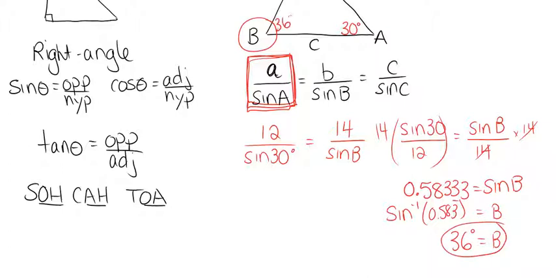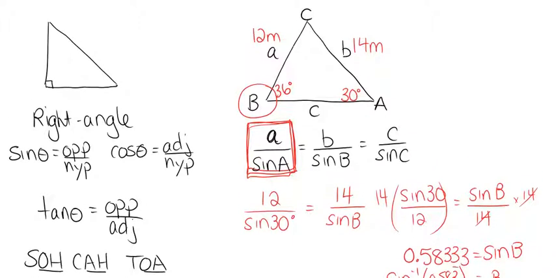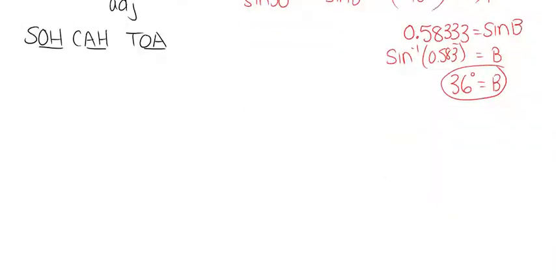So now I know that's 36. I can also use angle properties, like I know all of the angles in a triangle add to 180, so it would be really easy to find the angle right there. And then I can just do the sine law again to find this missing side. Okay, so that's sine law.